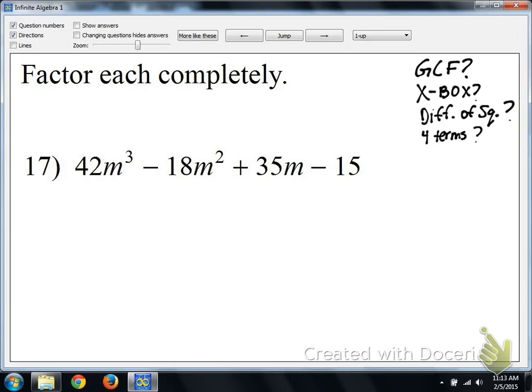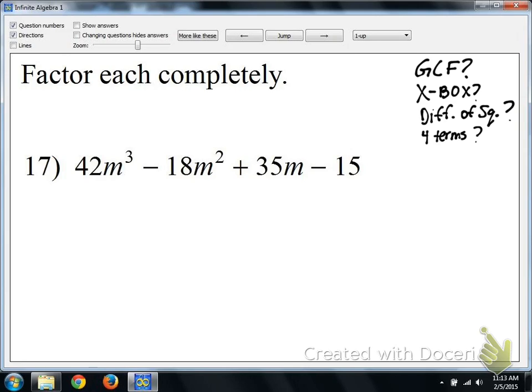Is there a GCF? We should still check for a GCF. 42 is divisible by 2. 18 is divisible by 2. Is 35 divisible by 2? Nope. So is there a GCF? No. The only numbers that could work are 7 and 5, but 7 doesn't go into 18, and 5 doesn't go into 18 or 42. So there's no GCF here. They're all kind of different.